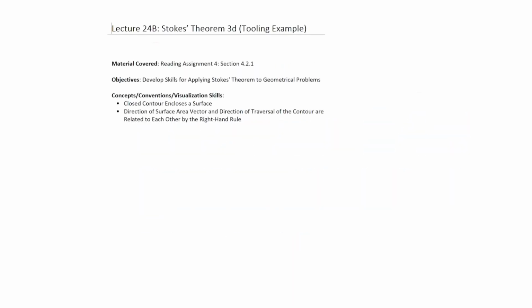Welcome to Lecture 24B, which is the second in the series of lectures in this lecture section. This again is a Stokes theorem 3D tooling example, and this is material covered from reading assignment 4, section 4.2.1. The objectives are similar: skills for applying Stokes theorem to geometrical problems. And the concepts, conventions, and visualization skills will include: a closed contour encloses a surface, and the direction of the surface area vector and the direction of traversal of the contour are related to each other by the right-hand rule.